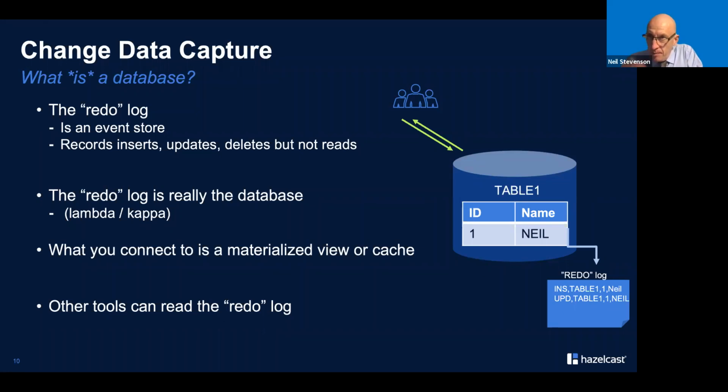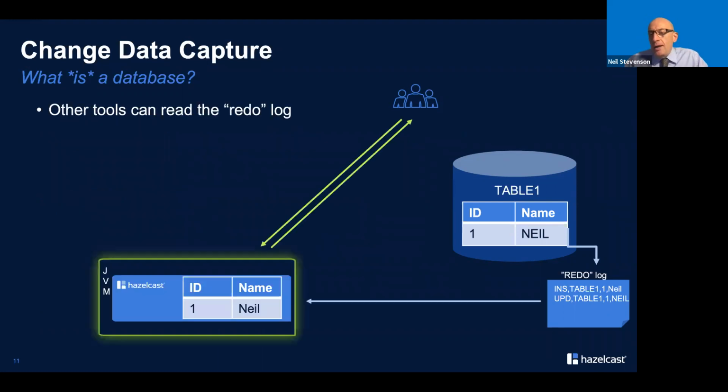But the part for today is that other tools can read this redo log. It's just a file. If we know what format it's in, we can read it and do something with it. So other tools might be, for the sake of argument, Hazelcast. So Hazelcast could read somehow that op log, that redo log, and store the same data in Hazelcast. And now our users might be accessing Hazelcast because Hazelcast is better, or more convenient to them, or just whatever suits them.